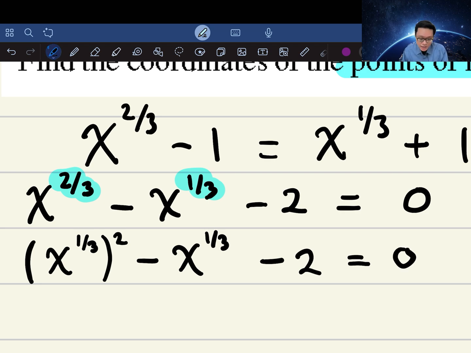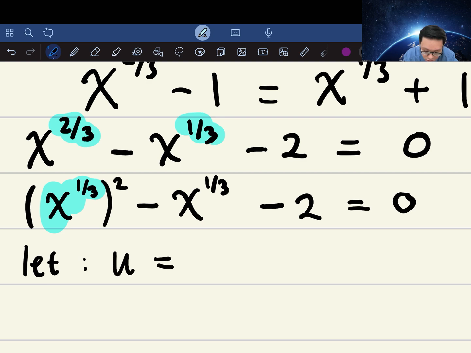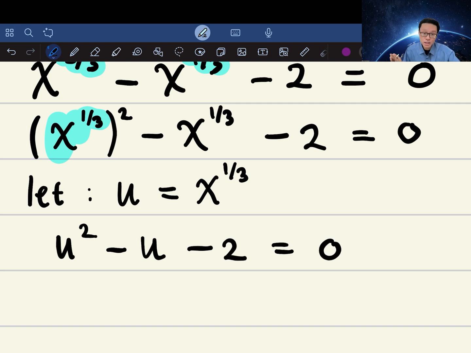Now it looks like a quadratic equation. We can change it into a quadratic equation by changing x^(1/3) into another variable. Let's say it's u, so let u equal x^(1/3). If we do that, we get u squared minus u minus 2 equals 0. Now we have a quadratic equation, and we can solve it.